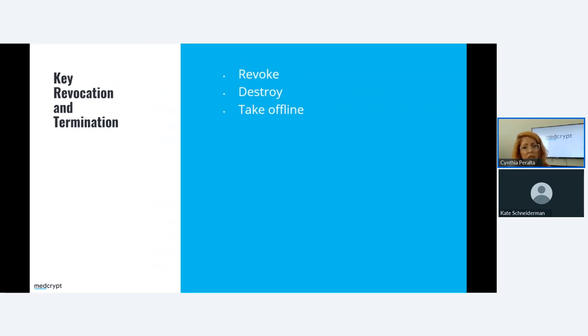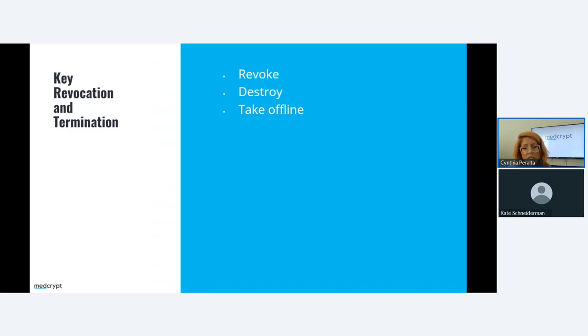Key revocation and termination. When generating the cryptographic keys, you need to make sure you have the ability to revoke, destroy, or take the keys offline. In a scenario where the keys may have been compromised or the data has been breached, you'll be able to delete the associated key, thereby revoking the access of the unauthorized party.